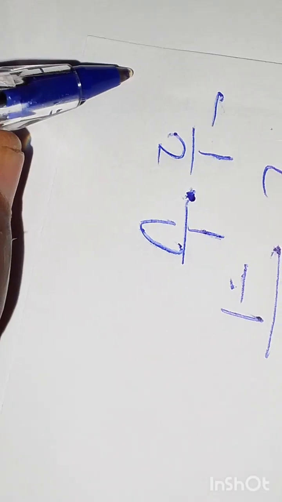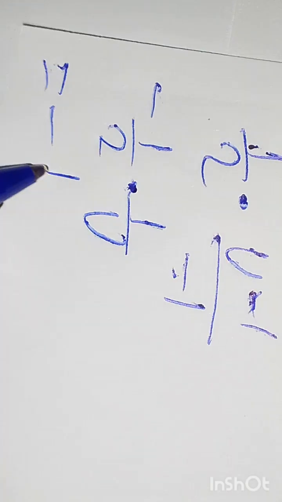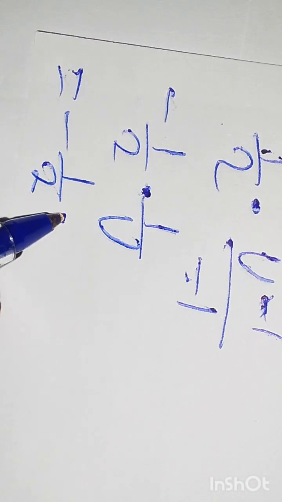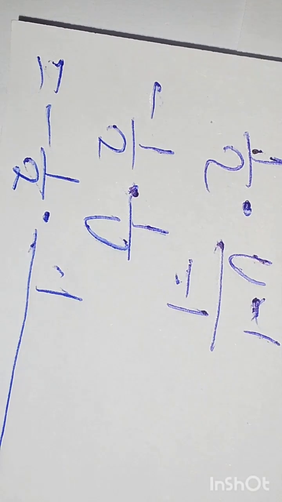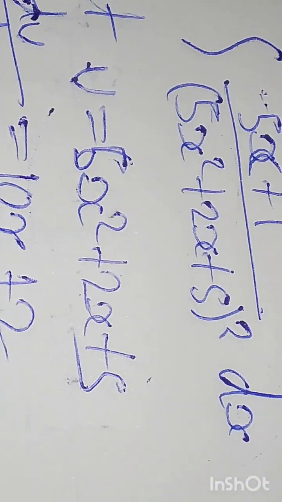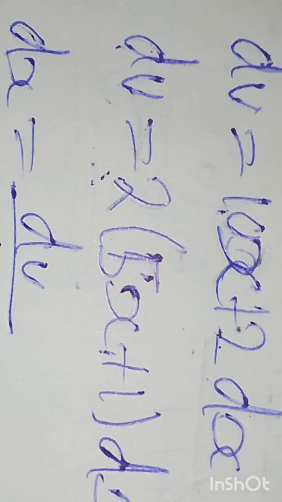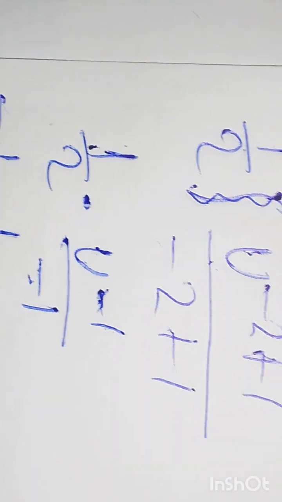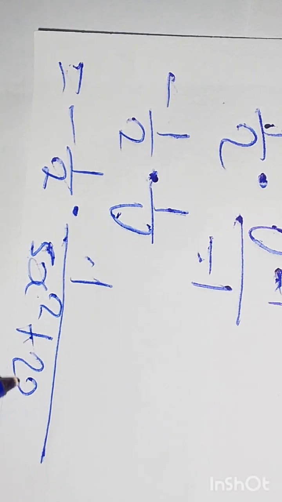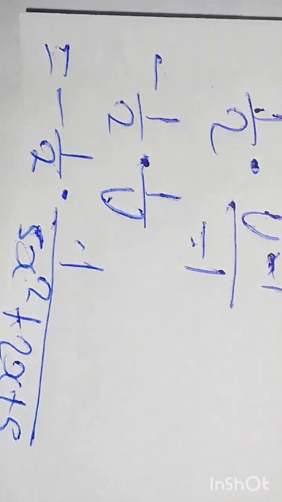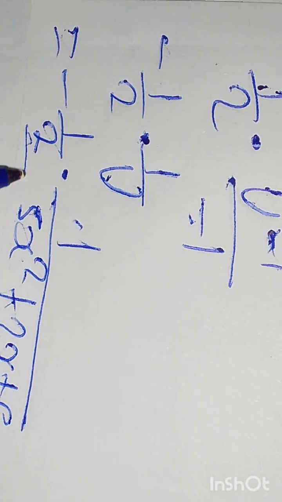Then our final answer will be negative 1 over 2 multiplied by 1 over. What did we say our u is? Going back to the function, we said that u equals 5x squared plus 2x plus 5. So even here where we have u, we write 5x squared plus 2x plus 5. Then you are done. That's where we end.